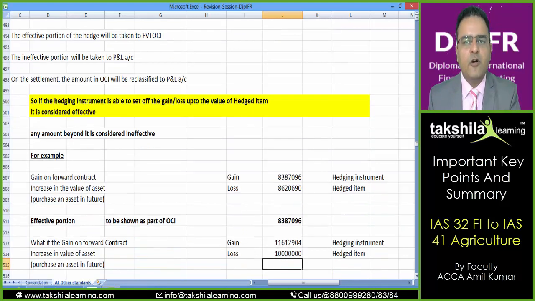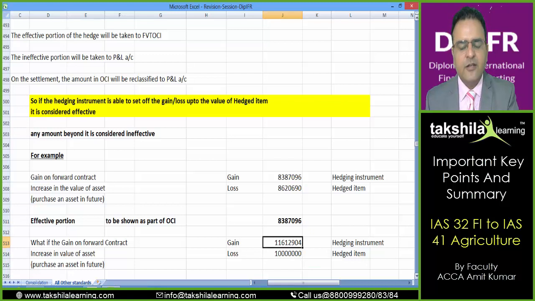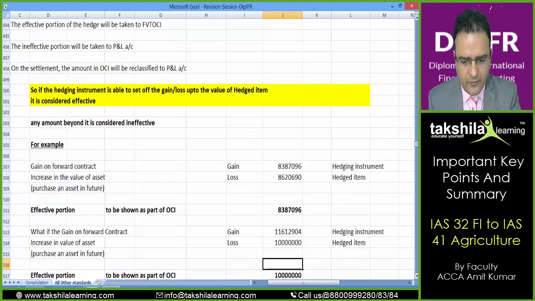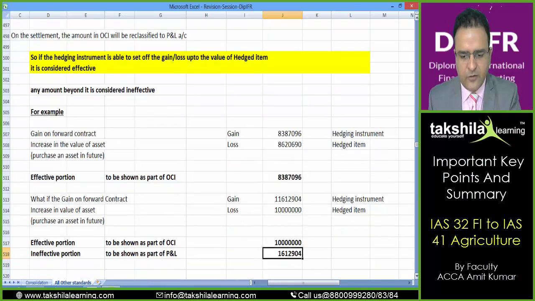If there is a gain on forward contract which is 1 crore 16 lakh 12,904, that is the total gain. But what is the gain or loss on the hedged item? The loss on the hedged item is 1 crore. So that means up to this value was considered effective. Anything beyond it will be considered ineffective. So 1 crore will be shown as part of OCI, and anything beyond it will be shown as part of P&L.